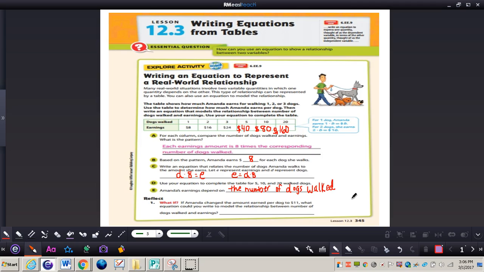Okay, so let's take a look at the reflect section. It says, what if Amanda changed the amount earned per dog to $11? What equation could you write to model the relationship between number of dogs walked and earnings? So we know that the earnings, the E, will still stay the same. And then instead of the 8, we're going to do the 11. E equals 11 times D, or 11 times the number of dogs that she walked. So the only thing that would change would be the 11 would replace the 8, because $11 per dog instead of $8 per dog.